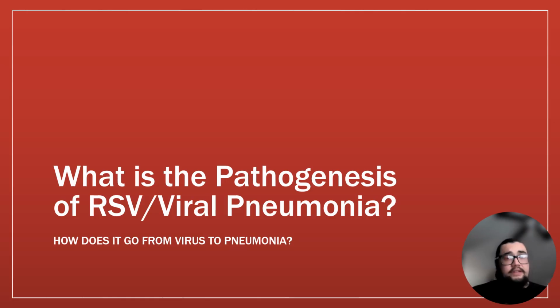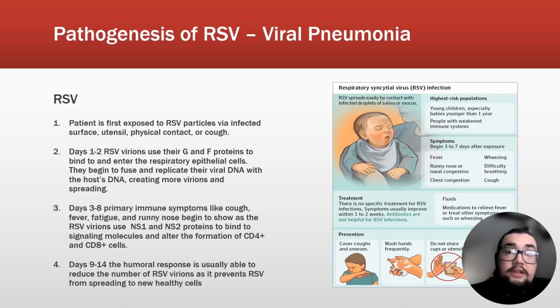Now, let's look at the pathogenesis of RSV and viral pneumonia. How does it go from primary infection to its now pretty nasty symptoms? If you just look at the initial RSV infection, you can basically get it from any infected surface, infected utensil, physical contact with an infected patient, or the most common form of spreading is just a cough. Since most patients with an RSV infection get a cough, they cough out the virions into the open air through aerosol particles, and those can be taken in when you just breathe.